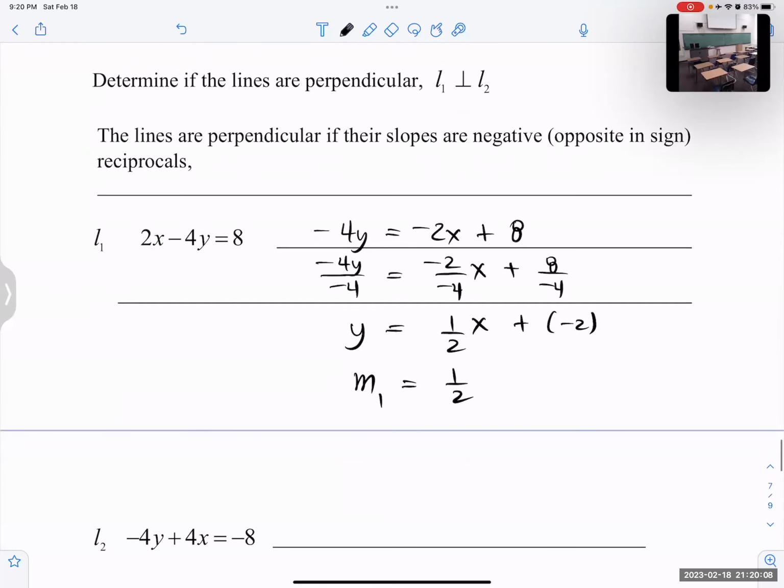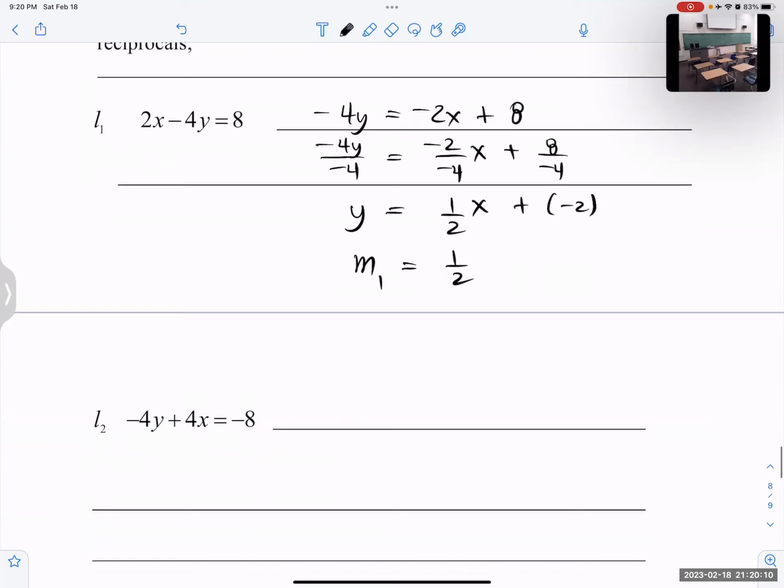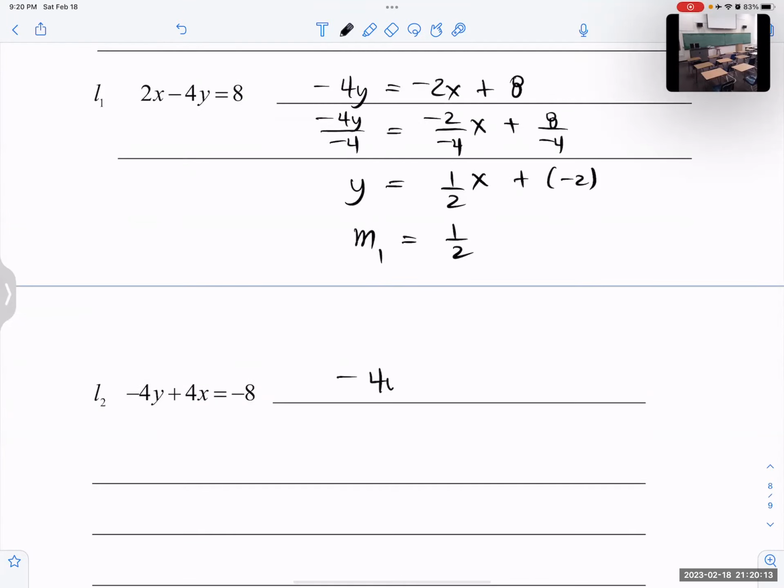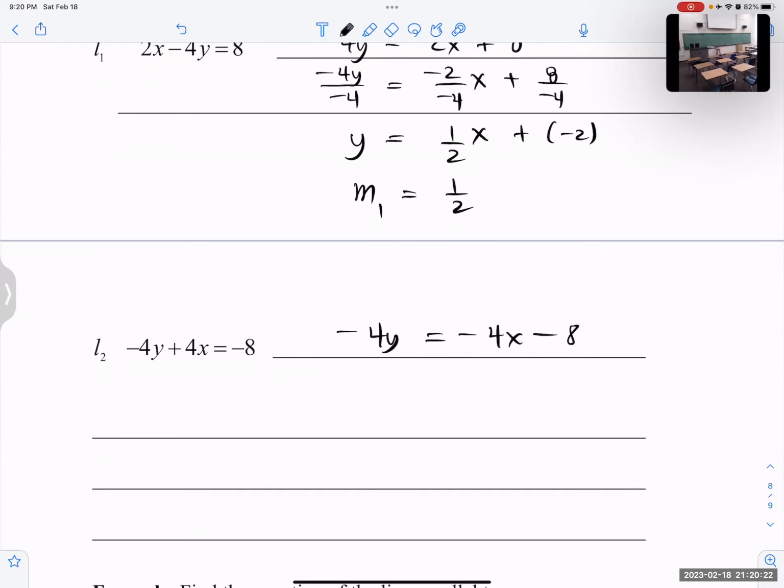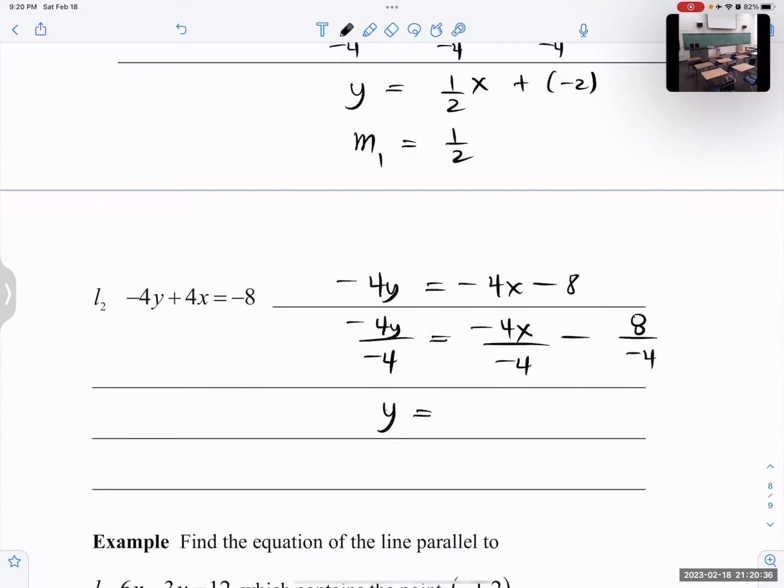For the second line, L2, we'll solve for y. So we have negative 4y is equal to negative 4x minus 8. Divide by negative 4 every term, and then simplify. So subtract 8 divided by negative 4. Y equals positive 1x, minus a negative becomes plus 2. So the slope is positive 1, the slope of line 2.